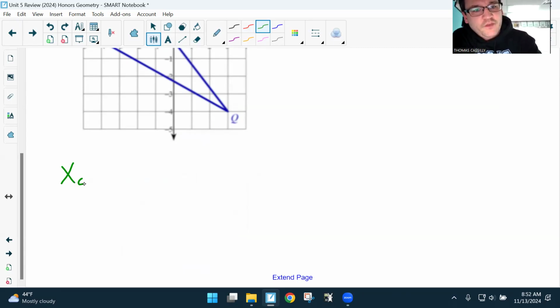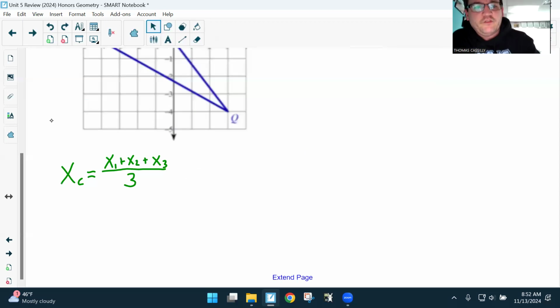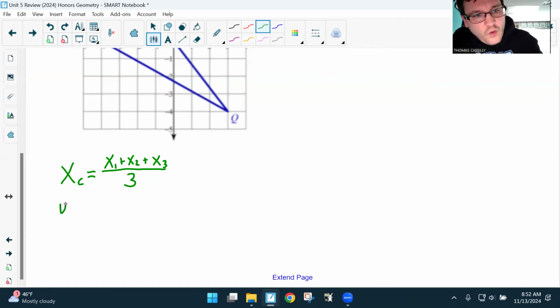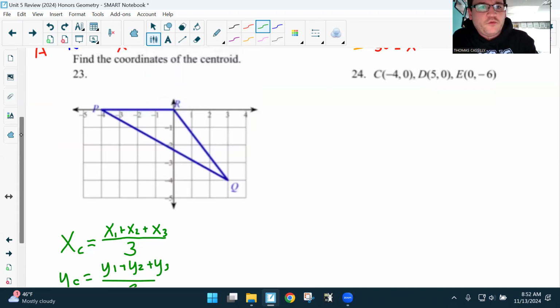All right, so the x coordinate of the centroid is x1 plus x2 plus x3. We take that whole thing and we divide it by 3 this time. So remember, the centroid is you're just finding the average of your x values and the average of your y values. And in this case, we have 3 values. So that's why we are dividing by 3. So y1 plus y2 plus y3 divided by 3. All right, so that's what we're doing on 23.